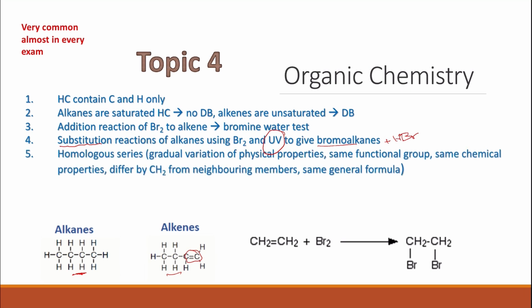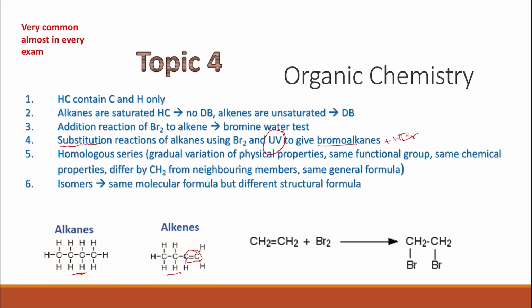Homologous series, they love to ask about homologous series. Remember that a homologous series is a series of compounds that all have the same general formula and the same functional group, and so they have the same chemical reactivity, they react the same, but they have gradual variation in their physical properties, like alkanes and alkenes. So these are two different homologous series.